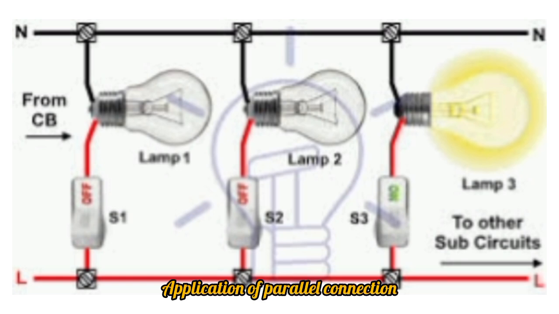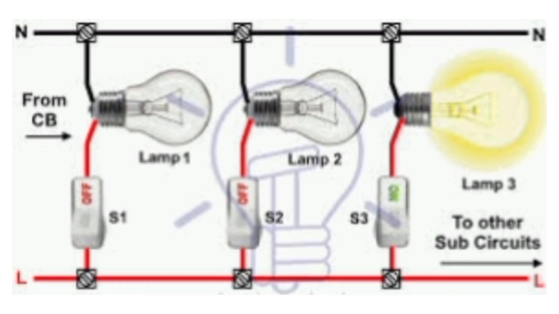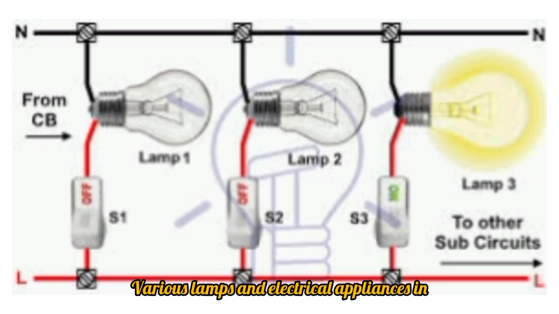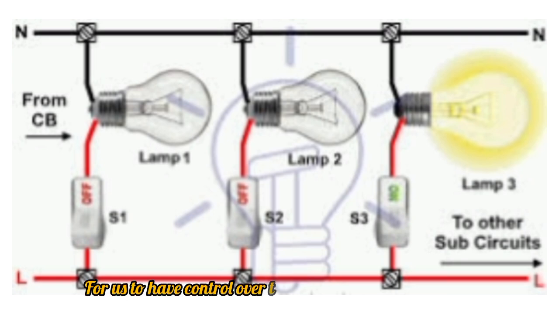Application of parallel connection. Parallel circuit connection is very common in use. Various lamps and electrical appliances in our homes are connected in parallel so that each of the lamps, bulbs and appliances can be operated independently. For us to have control over the individual lamps or loads, they have to be wired in parallel.